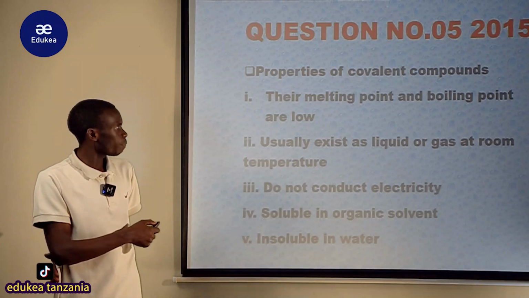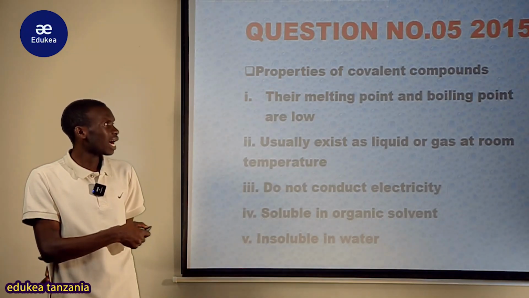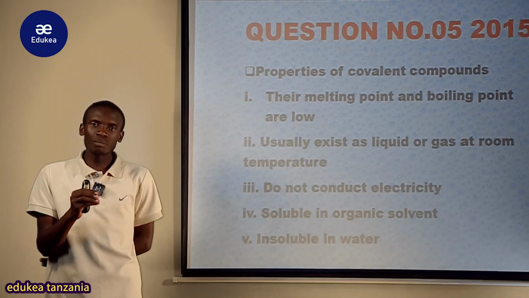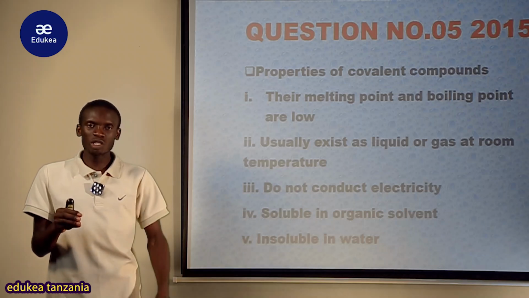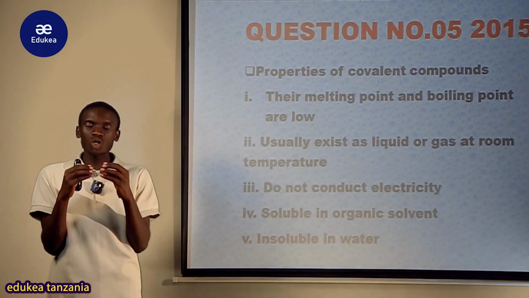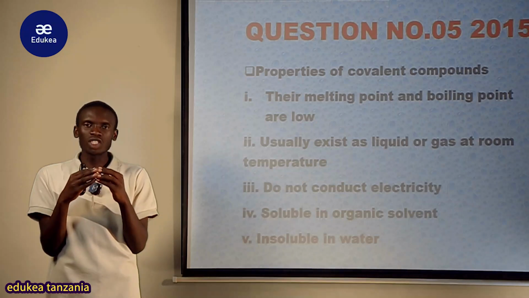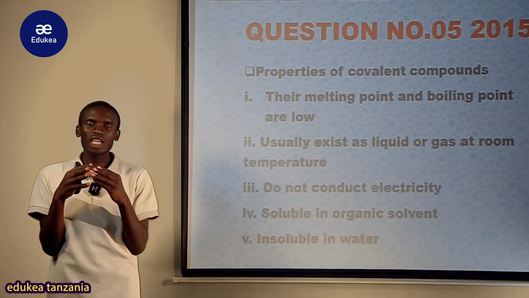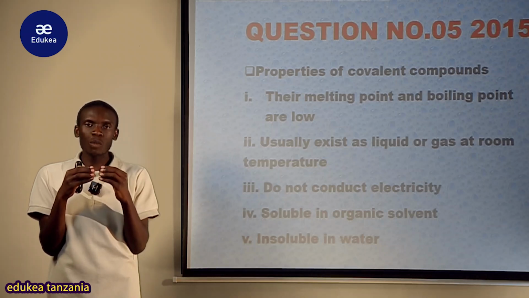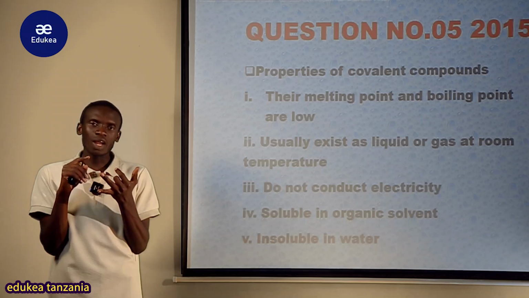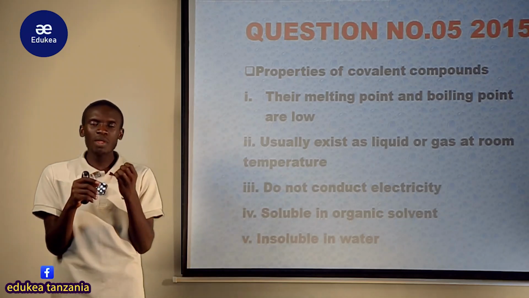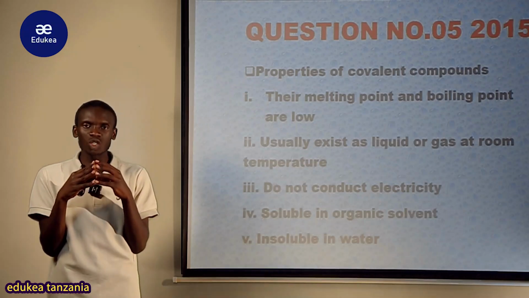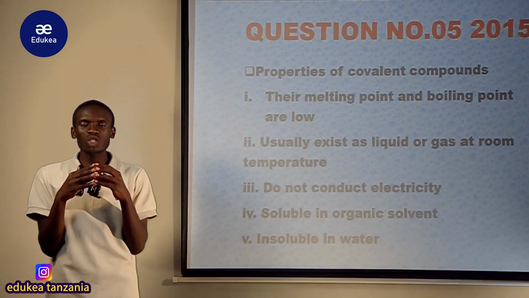And the properties are their melting point and boiling point are low. So covalent compounds have low melting point and boiling point. So it means that the bond is not stronger than ionic bond. So bond ambayo inakuwa formed pale inakuwa ni less strong ukicompare na kwenye ionic bond au kwenye electrovalent bond. Ndio maana zinakuwa zina low boiling point na low melting point, kwa sababu unajua kwamba melting point it measures the strength of intermolecular forces between atoms.